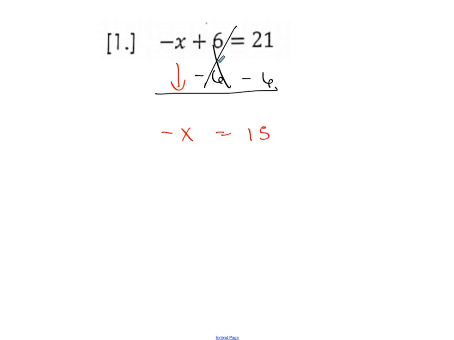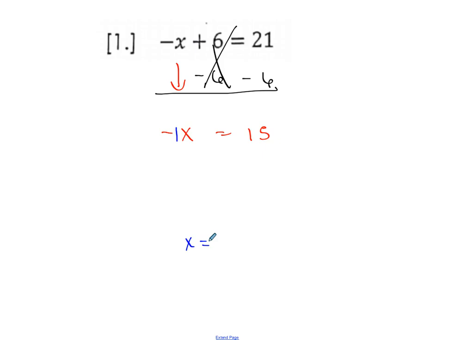How else can I write negative x? You don't have to do this, it's understood, but how else can I write just negative x? Negative 1. There's technically a negative 1 there in front of it. But when I ask you to solve for x, I'm not asking what negative x equals. I want to know what x equals. I don't want to know negative 1x equals. I want to know what positive 1x equals. So if you left your answer as negative x equals 15, you didn't complete the problem yet.